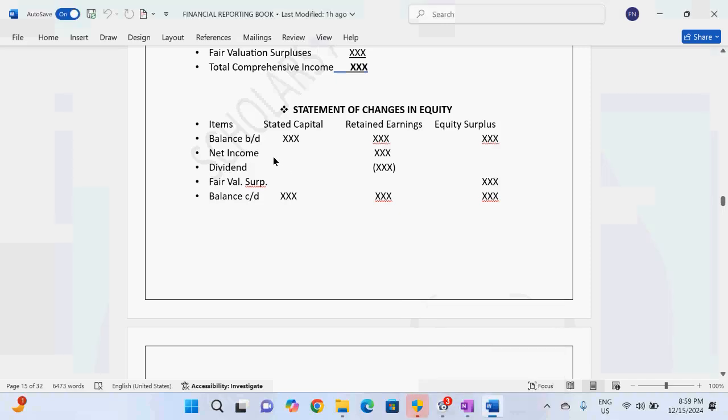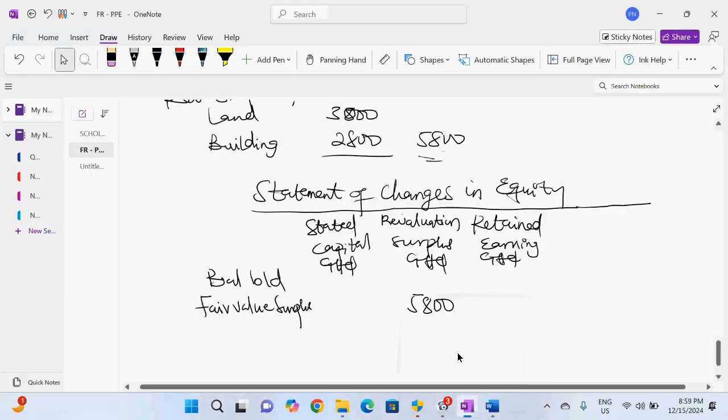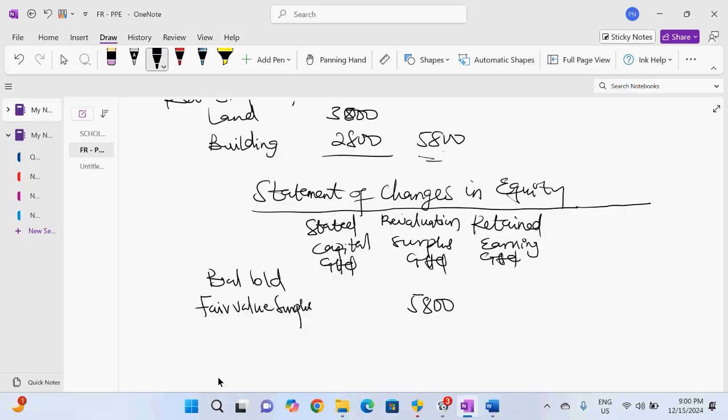The revaluation will go to the equity surplus. So you wrote it under retained earnings. Did I write it under retained earnings? Yes, you did. This is retained earnings and that is revaluation surplus. Do you have any balance brought down? No, you don't have a balance brought down.